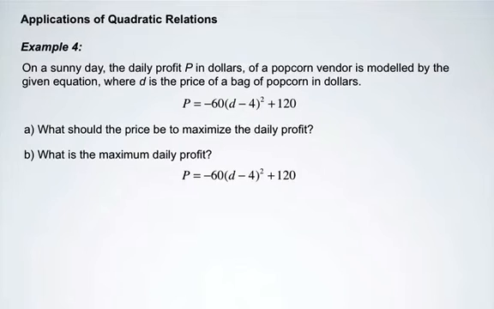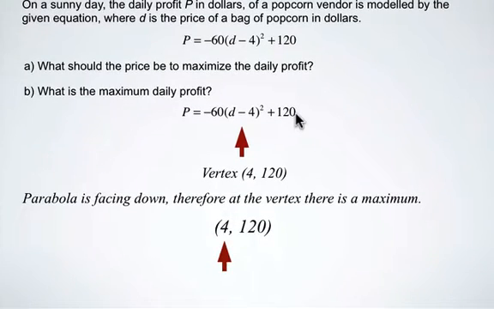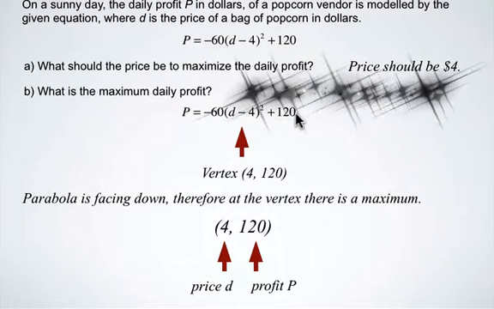Let's look at our vertex form. Our vertex is at 4, 120. The parabola is facing down, therefore at the vertex there is a maximum for 120. This is the price, D. And this is the most amount of money that can be made, the profit, P. So the price should be $4, because at $4, your profit is maximized at $120.